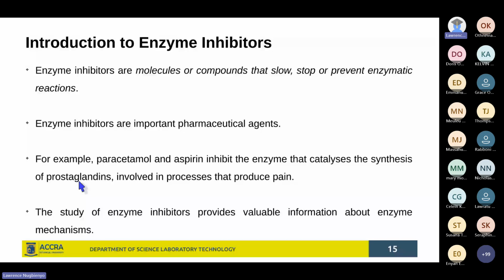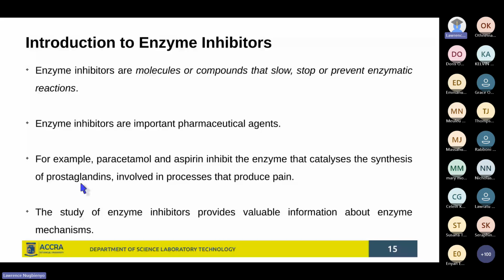And these prostaglandins are involved in processing of pain, like they are involved in inflammatory reactions. So they will either cause some dilation of blood vessels or constriction of blood vessels. And so they will be involved in causing swelling and pain at some places where you have some inflammation.